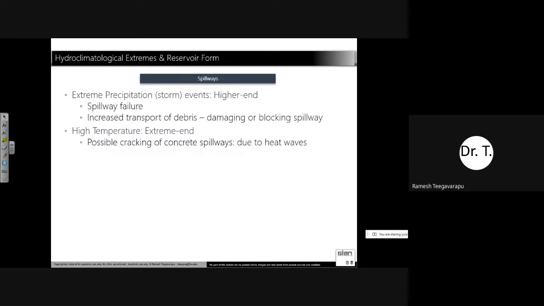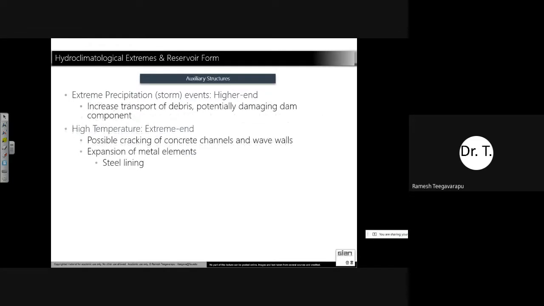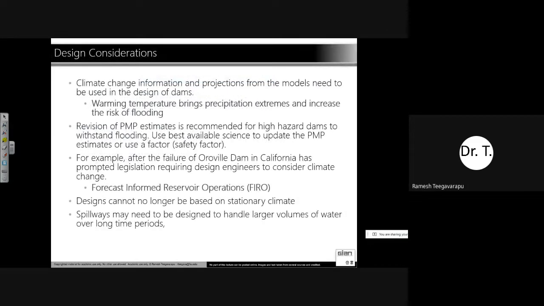This has been noticed. And for spillways, extreme events will cause spillway failures, increased transport of debris, and then damaging and blocking of the spillway. We have seen that in recent events. Also, the auxiliary structures which are attached to the spillway or other structures within the dam have increased transport of debris that will cause damage to components of the dams, and possible cracking of concrete channels, wave walls and metal elements, including the steel liner.